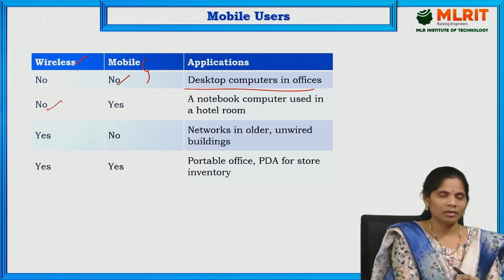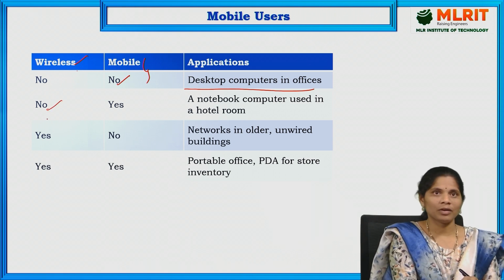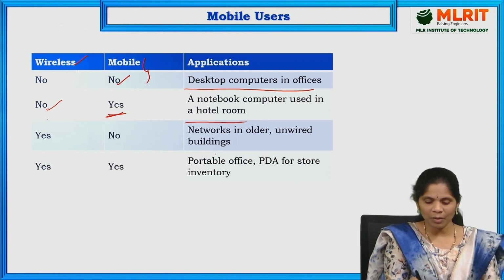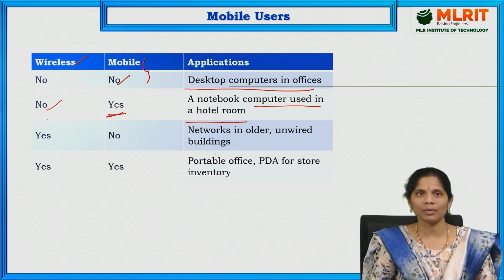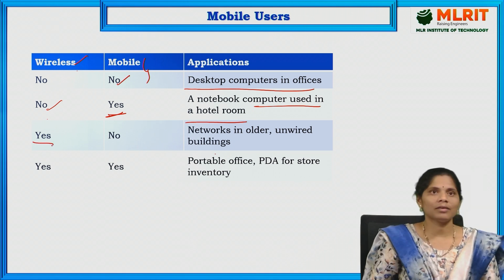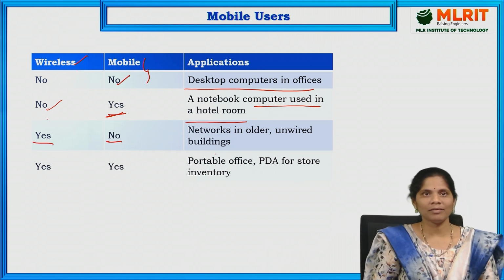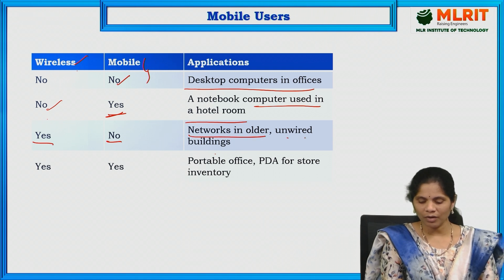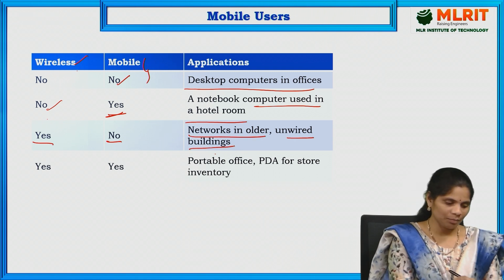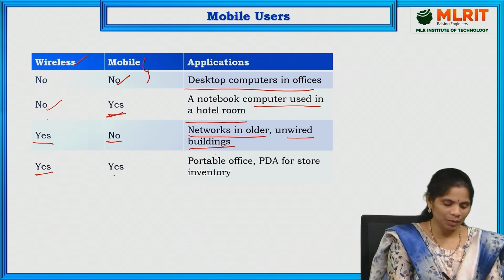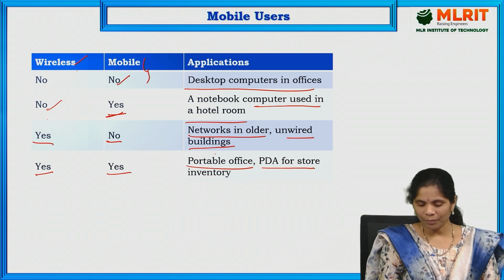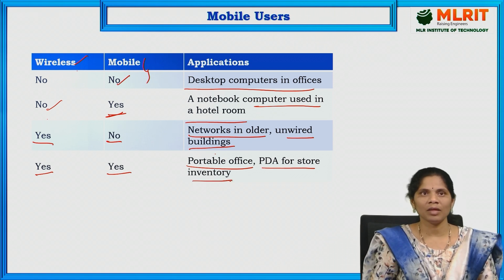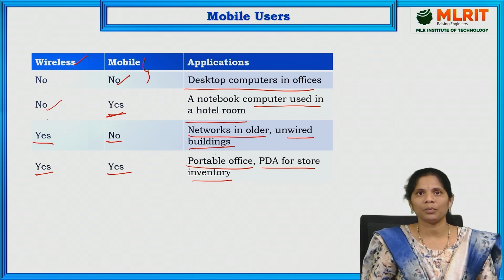Next, there is no wireless network, but mobile computing is there. An example is a notebook computer used in a hotel room. Then, wireless network is present, but mobile computing is not. Networks in older unwired buildings are examples of this. And where there is both wireless networking and mobile computing, a portable office is an example. PDAs for store inventory are also examples of wireless networking and mobile computing.